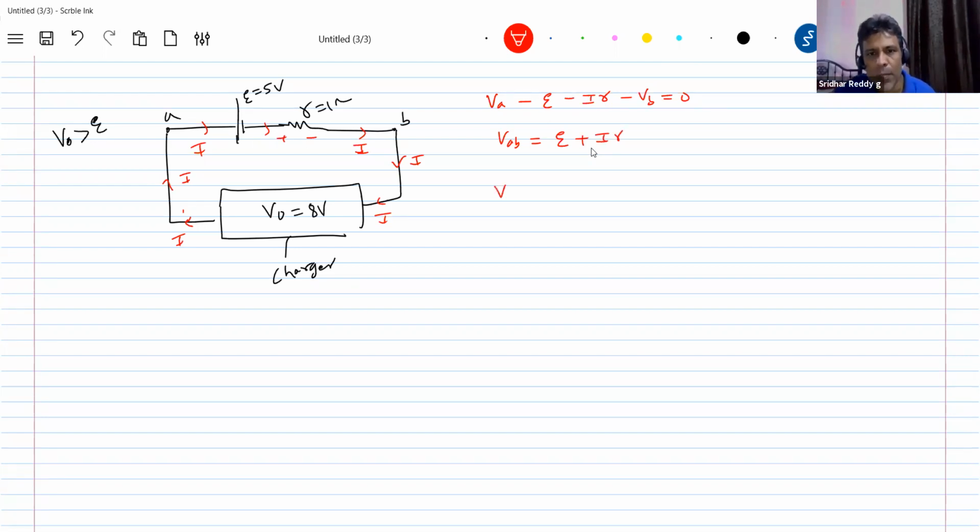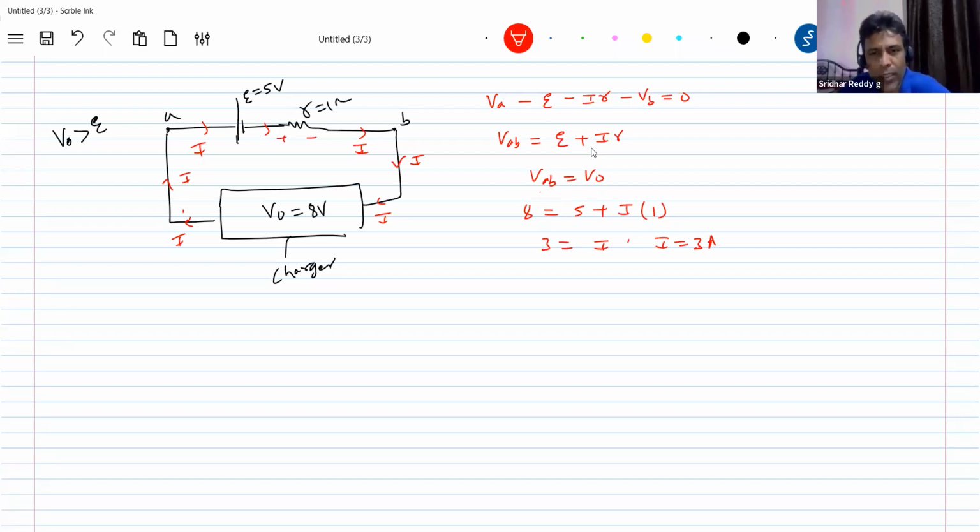So what is this VAB? VAB is equal to V naught. Can we calculate how much current is flowing? First we'll do one thing. VAB equal to V naught, so let's substitute here: 8 volt, this is 5, this is I, this is 1. So 8 minus 5 is 3. So how much current? 3 ampere it will flow.